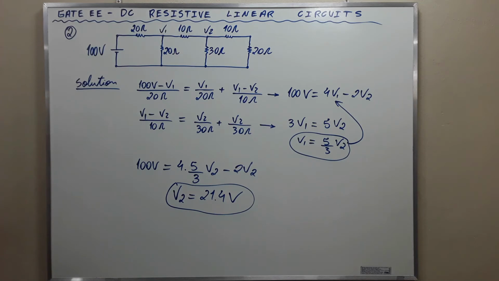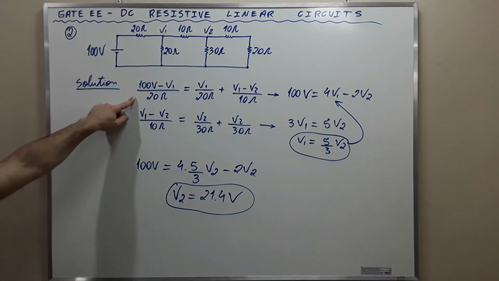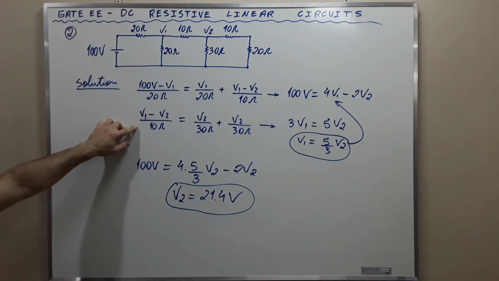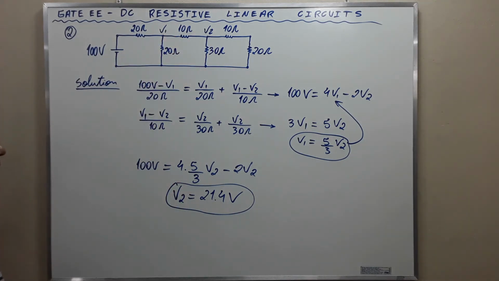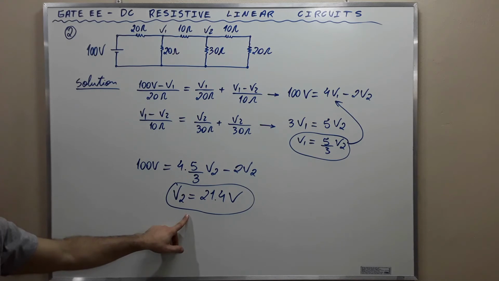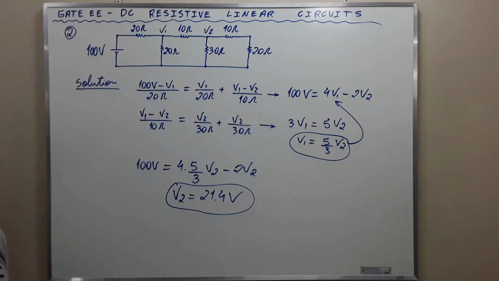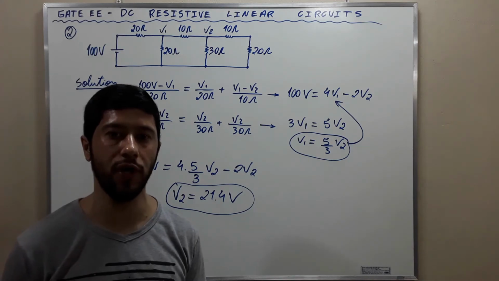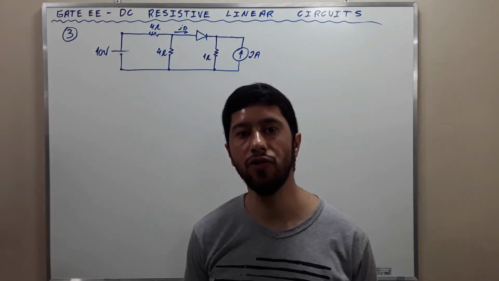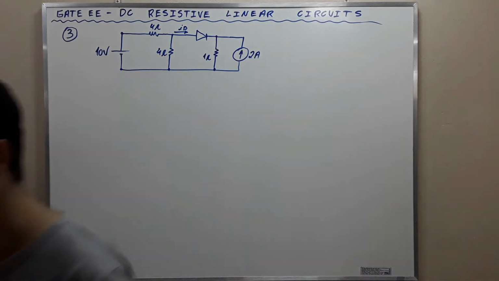The engineering here is to understand the first and the second equations for node 1 and node 2. The rest is simply algebraic manipulations. Okay? This is the solution of exercise number 2. Now let's go to the third exercise.